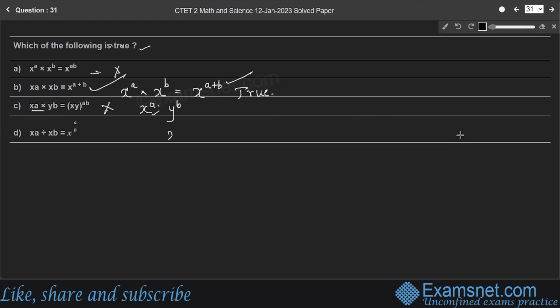Whereas option D is x raised to a divided by x raised to b is equal to x raised to a minus b. It is not x raised to a by b, right? Therefore, except option B, remaining options are false. So for the given question, yes, option B is the right answer.